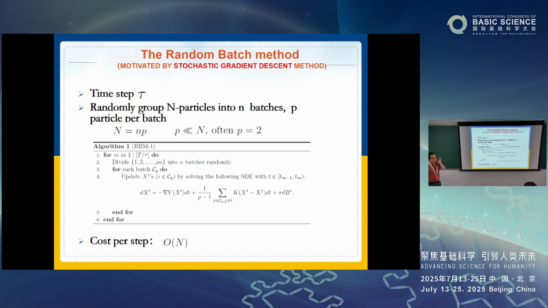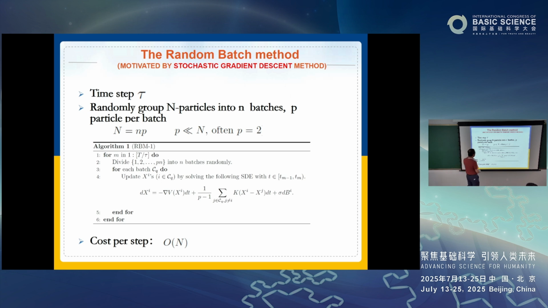Now we introduce the random batch method, which is embarrassingly simple and works beautifully. The idea is very simple. Remember, we have these N particles, and everybody has to interact with all the other particles. Now at each time step, with a small time step tau, I randomly regroup all the particles. Suppose we have 100 people. I group them randomly into small groups. Each group has P particles. The key is that P is much smaller than N. P can be as small as 2. When we have 100 by 100 interactions, I group them into 50 groups, each with two particles.